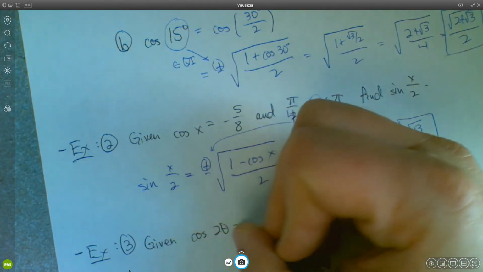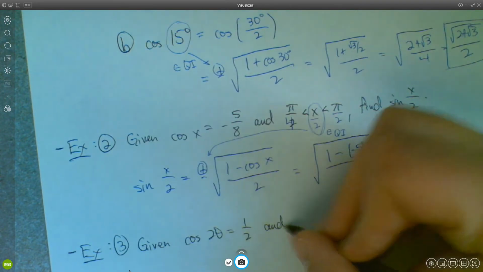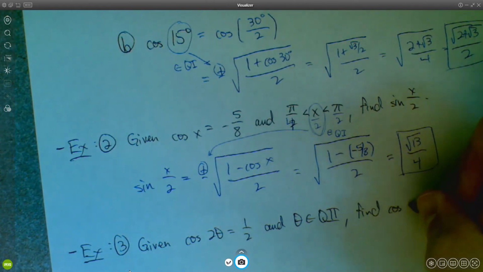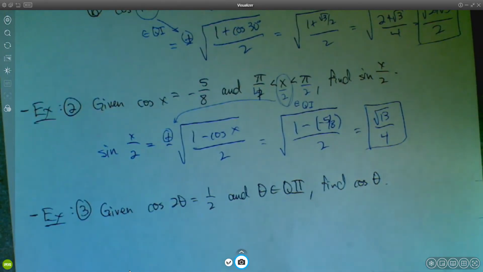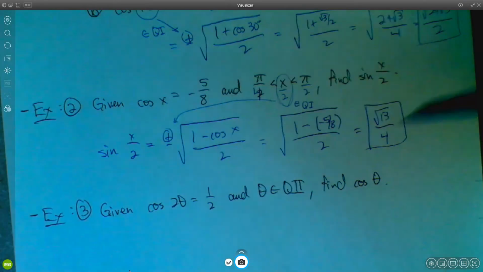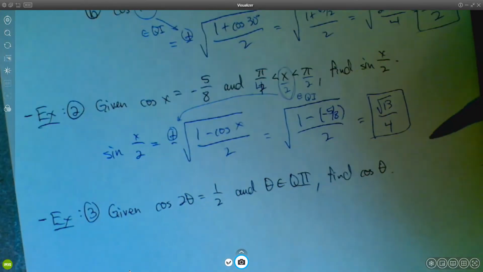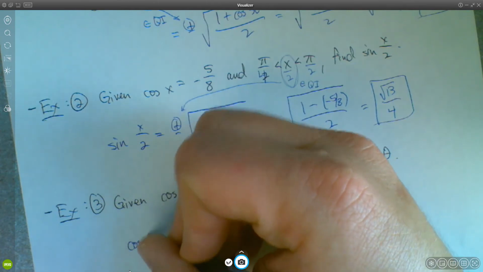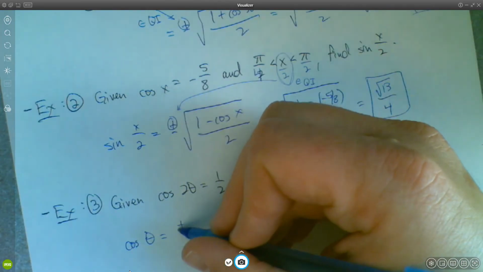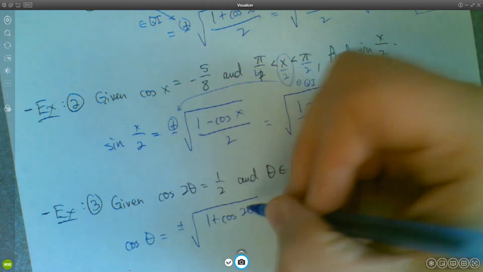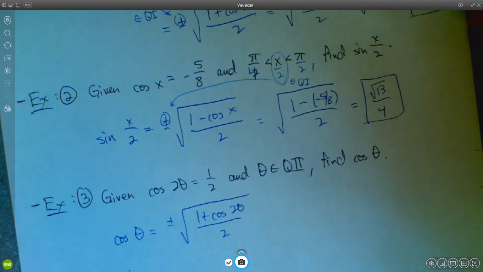Given cosine 2 theta equals 1/2 and theta in quadrant 2, find cosine theta. That's interesting. But notice that theta is half of 2 theta for sure. So we can still use a half angle identity. You can say cosine theta is plus or minus square root of 1 plus cosine of double the angle you started with, 2 theta, divided by 2.